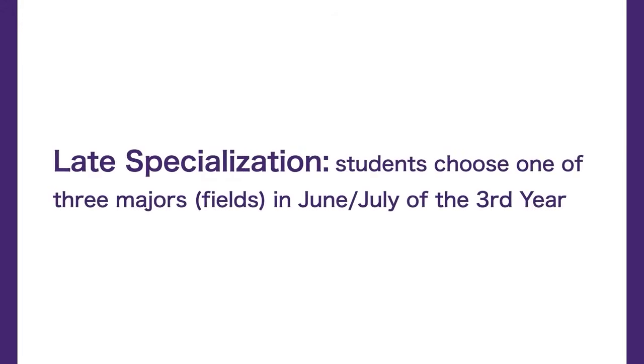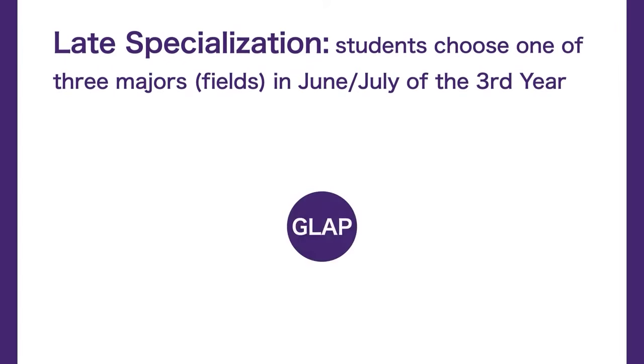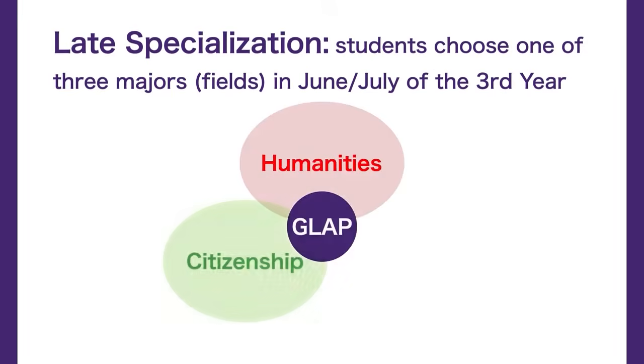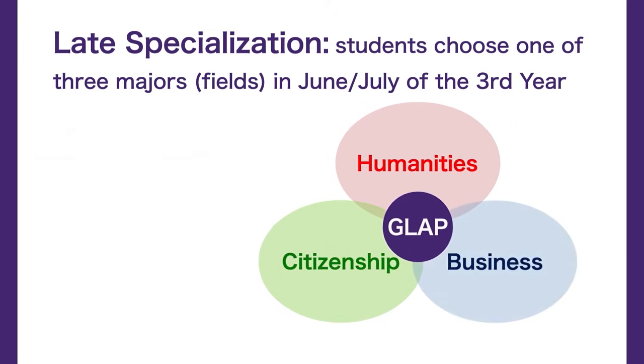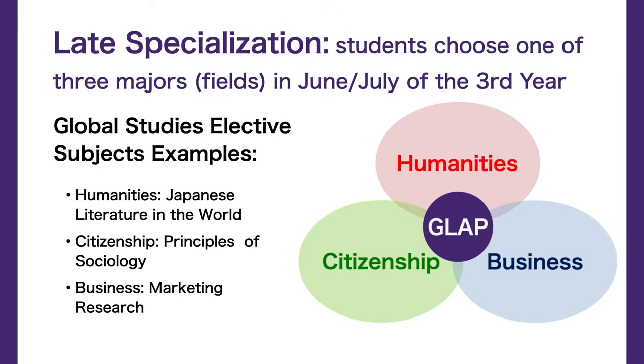Most academic majors and programs require students to declare their major when they enter the program. In GLAP, students declare their major in the second half of the spring semester of their junior year. In the GLAP program, students can choose from among 3 majors or fields: humanities, citizenship, and business. For example, humanities courses include Japanese literature in the world. Citizenship courses include principles of sociology, and business courses include marketing research.